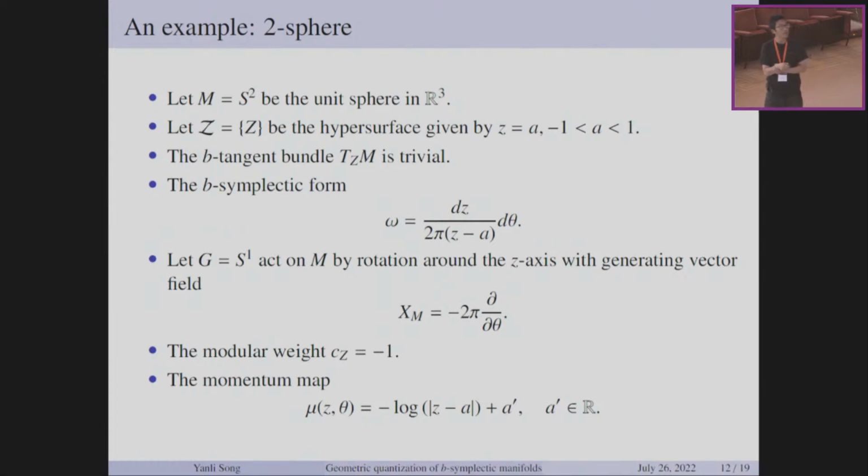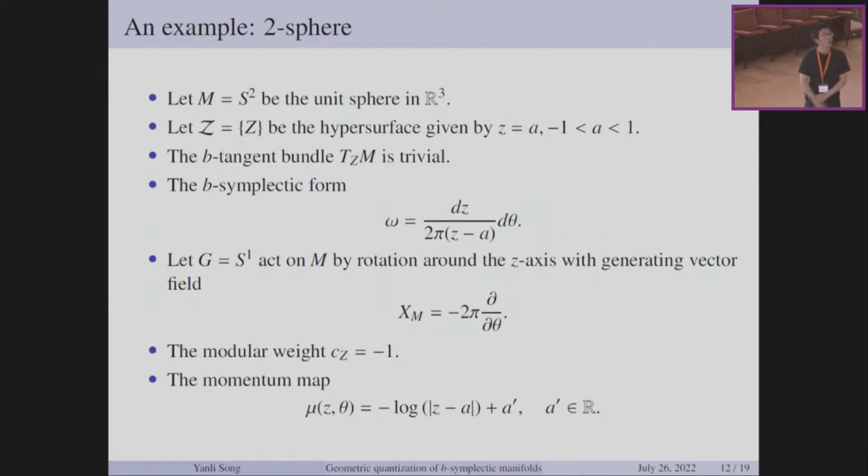And this b-symplectic form is given by this form in this way. It has a singularity along z equal to A. And the group acts on the manifold by rotation, and its generating vector field is given by this one. In this case, the modular weight is -1. And the momentum map turns out to be this one, just minus log of z minus A, and with some shifting, you can always shift this momentum map, but it always satisfies this property.